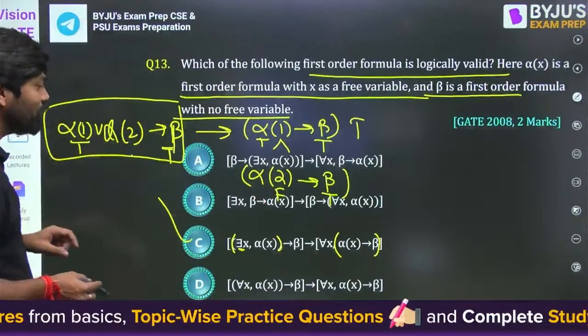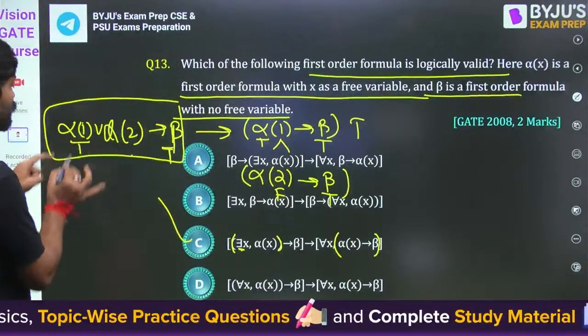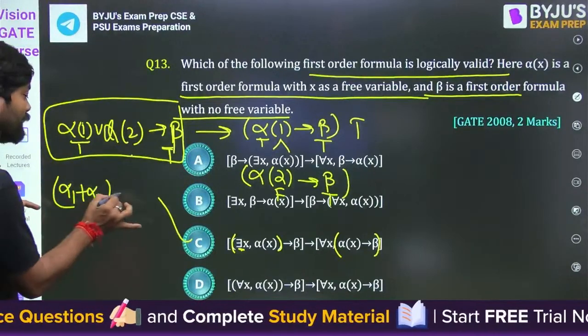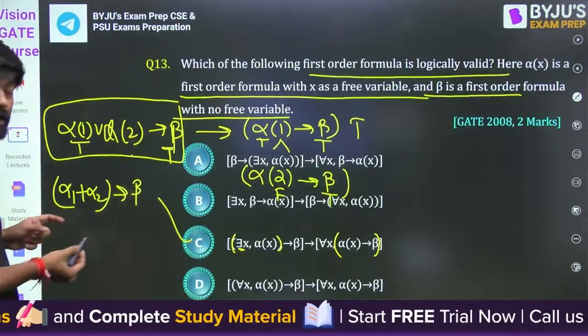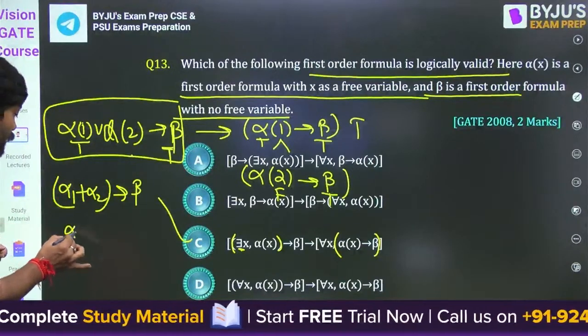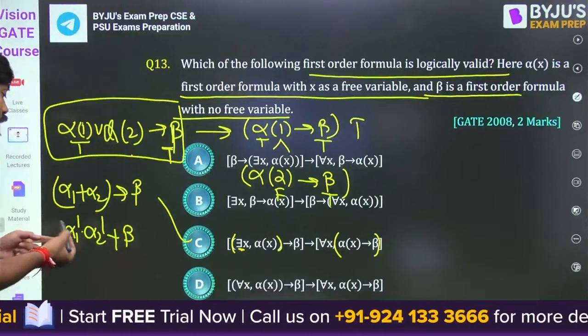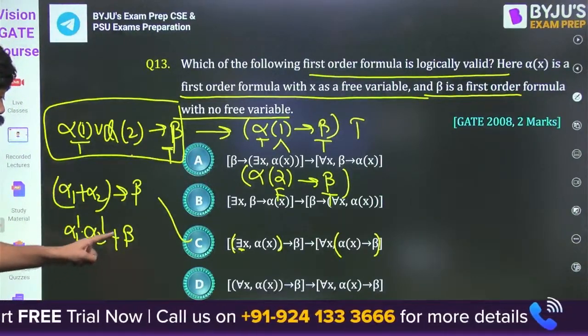Fine. Either you can do it like this also. See here. आप इसको ऐसे लिखो, देखो, alpha 1 plus alpha 2 implies beta. This is left hand side. If you solve this, it is nothing but, see here, alpha 1 bar into alpha 2 bar plus beta. This is your left hand side, alpha 1 bar into alpha 2 bar plus beta.